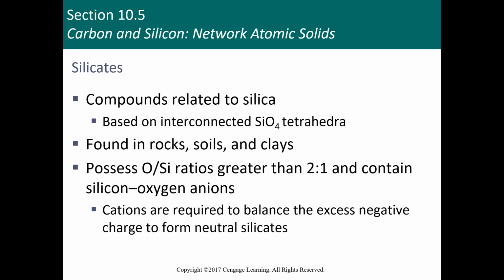Silicates are going to be compounds that are related to silica. This is based on its interconnected SiO4 tetrahedral structure. These are found typically in rocks, soils, clays. They're very common in that. But they also are what makes the sort of slippery feel of clays. So this is going to possess O-Si ratios that are greater than 2 to 1, and they will contain silicon-oxygen anions. Cations are required to balance the excess negative charge to form neutral silicates.